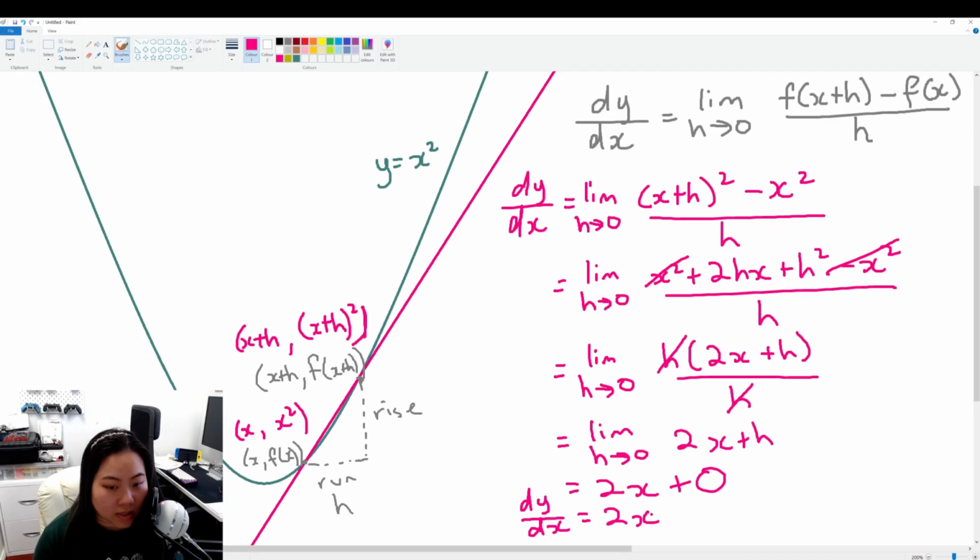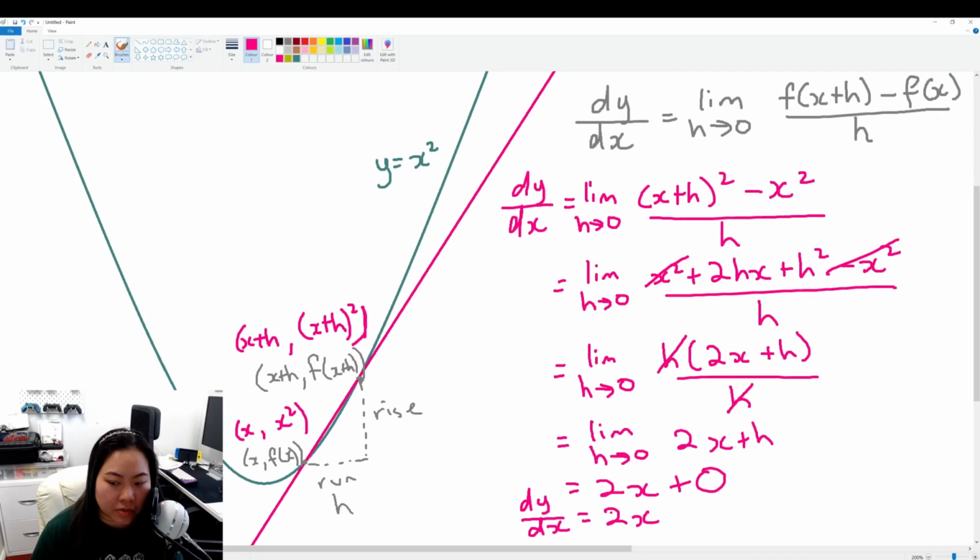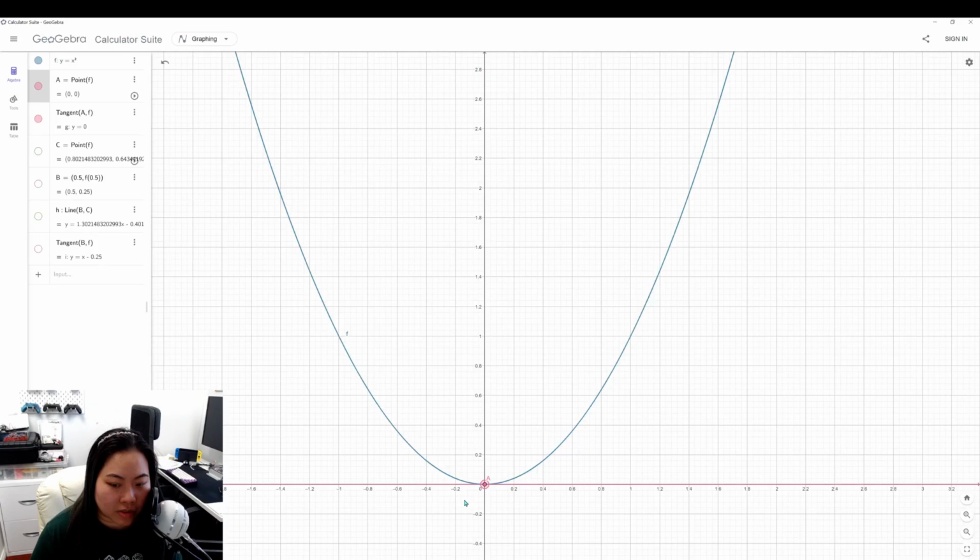That means that we can substitute a value of x, and we can find the gradient of the tangent where x is. Let me show you. Let's say when x is 1, we should have a gradient of 2, because 2 times 1 is 2. Let's have a look. So when x is 1, we have a gradient of positive 2. Let's see, what else do we know? When x is 0, we should have a gradient of 0. Let's see. When x is 0, 2 times 0 is 0.